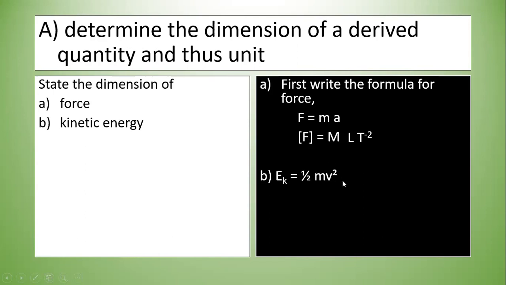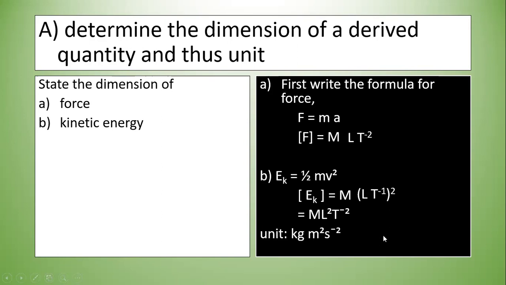Kinetic energy, half mv squared. Dimension of kinetic energy: M, mass, M. Velocity or speed is L T^-1, squared. And simplify: L squared, T minus 1 times 2 is minus 2.